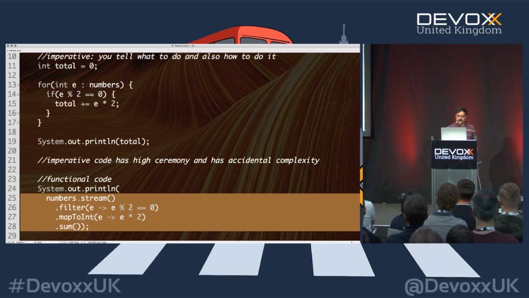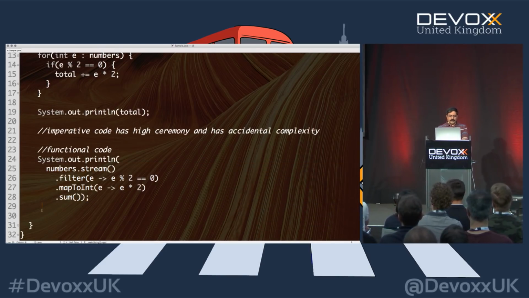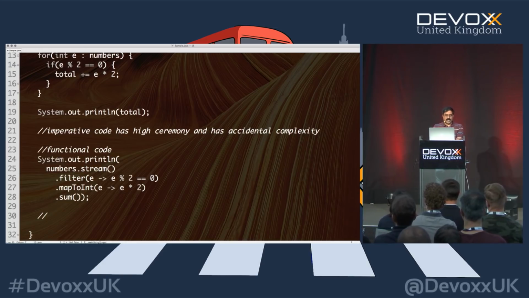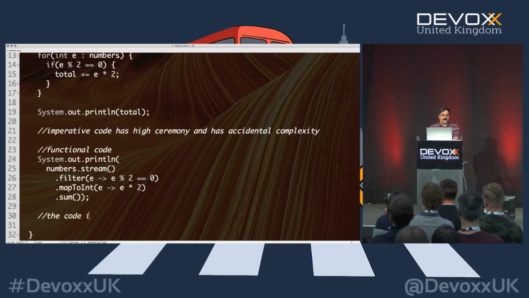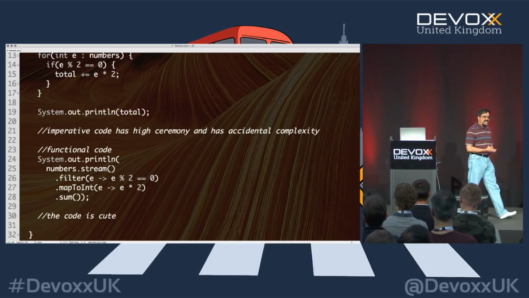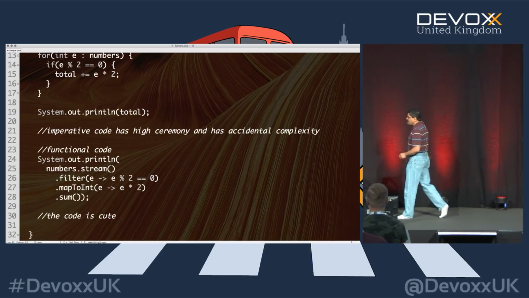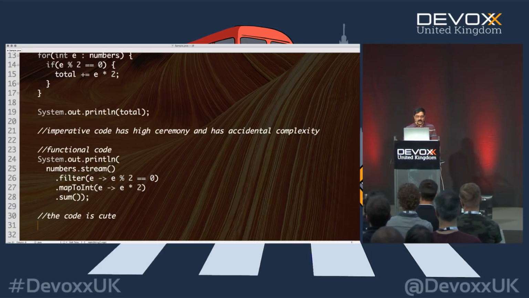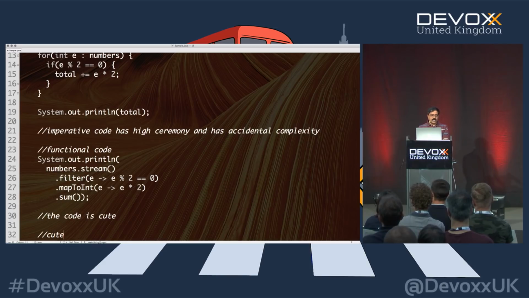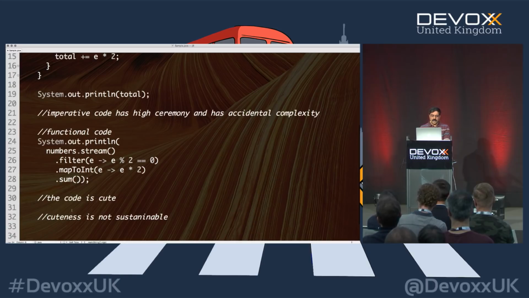Because one of the things to be careful about is, what do you talk about? When you look at this code, what can you say? We can say the code is cute. It is definitely cute, isn't it? You look at this and say, oh my goodness, the code is cute. It's expressive. But I'm going to make a claim here because I know this for sure. I'm going to say cuteness is not sustainable. This is true. Cuteness is not sustainable.